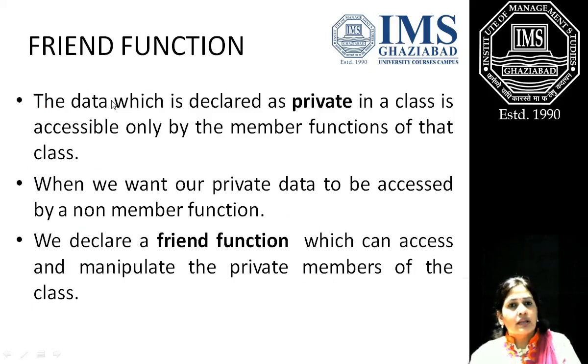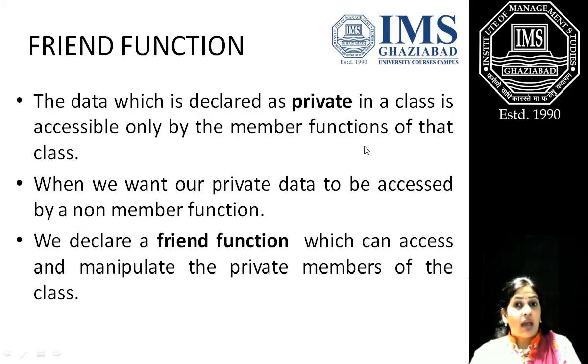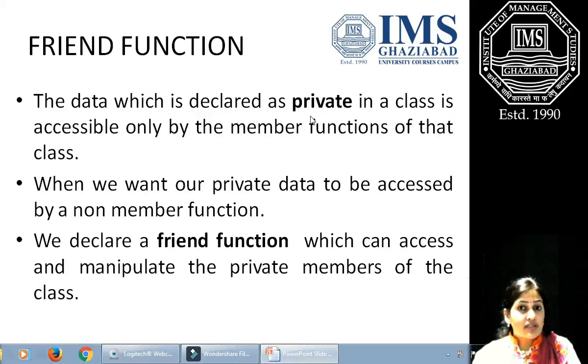As we know, private data members can't be accessed outside the class. Our public members, either data members or member functions, can be accessed outside the class. Our protected members can be accessed by the member functions of the class and the functions of the class inherited from that class. As the private data of a class can't be accessed outside the class, only the member functions of the class can access that data.